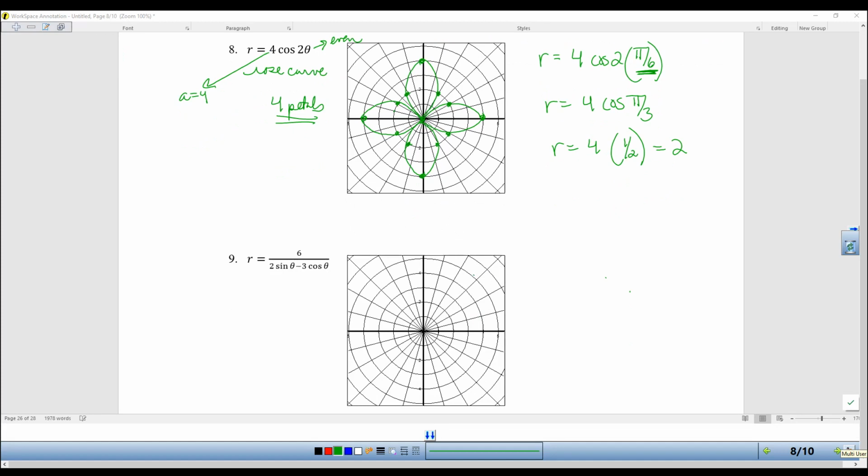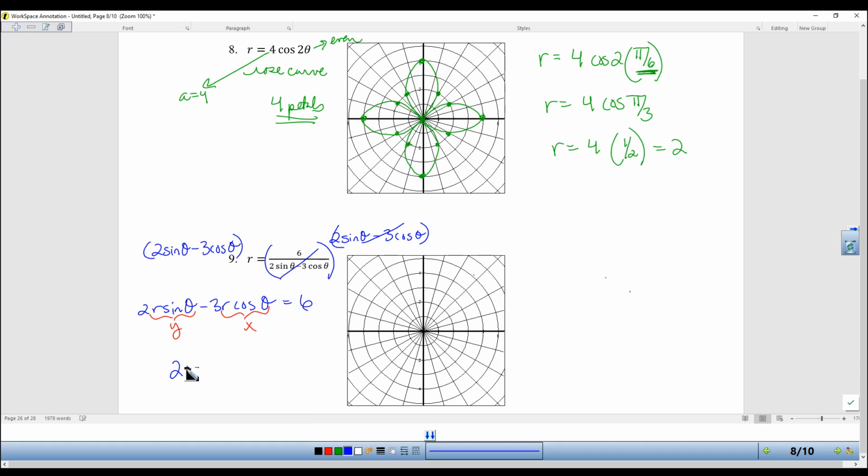All right, another super weird one. So I'm going to clear the fraction first. You'll see on your chart there's no fractions like that. So I multiply both sides by 2 sine theta minus 3 cosine theta. And of course, on this side, it cancels. And then on this side, I'm going to distribute that r so that I get 2r sine theta minus 3r cosine theta is equal to 6. And this is just another one of those tricky ones. This is equal to y, and this is equal to x. So I can rewrite this as 2y minus 3x is equal to 6.